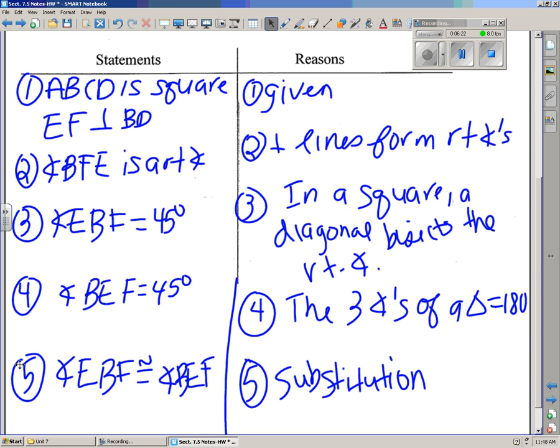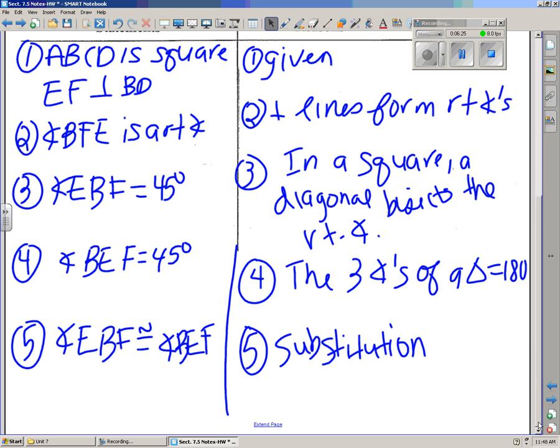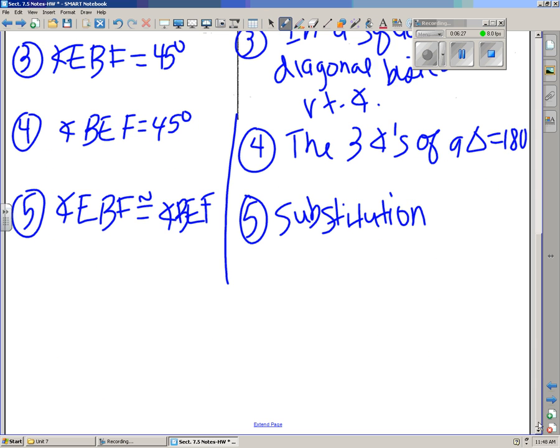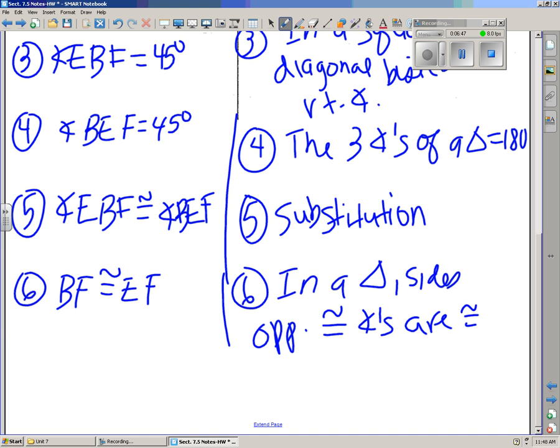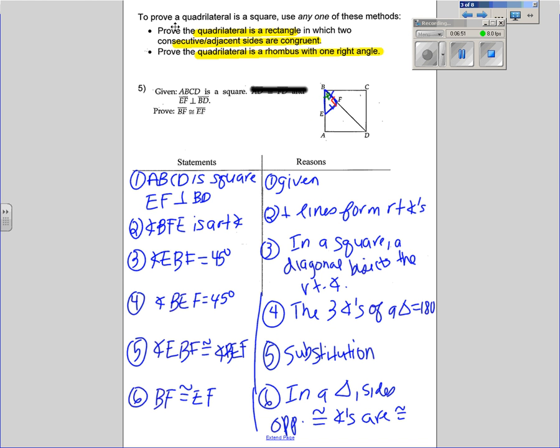Actually, probably should put that in there, because then the reason for your last piece is then we know for sure that BF is congruent to EF, and that's because in a triangle, sides opposite congruent angles are congruent. So there you go. Make sure that that proof makes sense to you, and you should be good. So good luck on your homework.